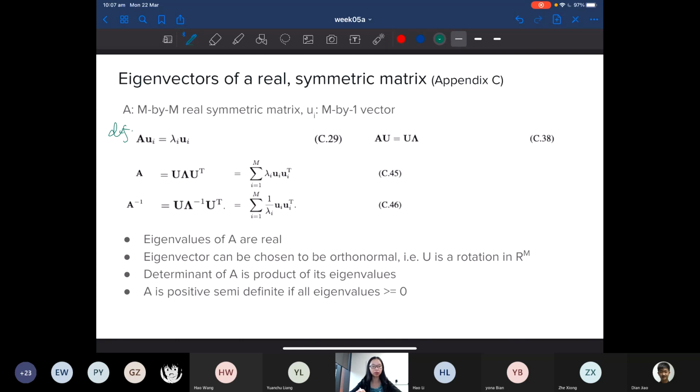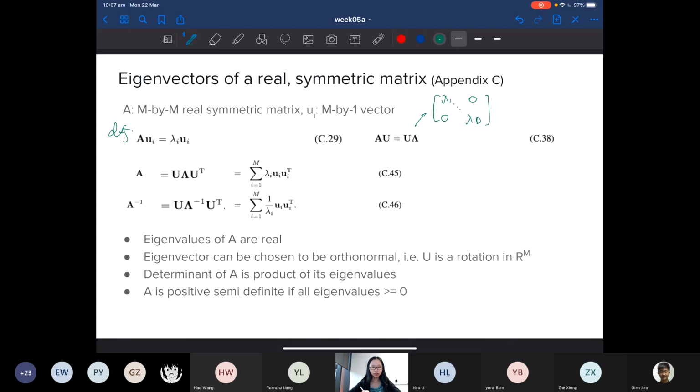If we put all the eigenvectors in a big matrix U, then A times U equals U times lambda, where lambda is a diagonal matrix that consists of the eigenvalues on the diagonal and 0 elsewhere, right?